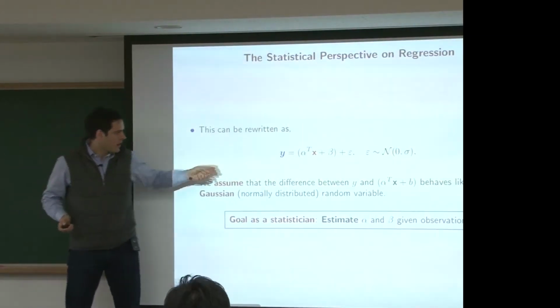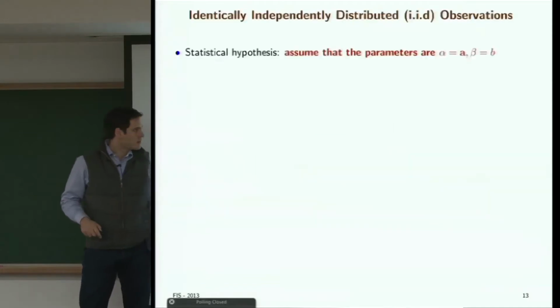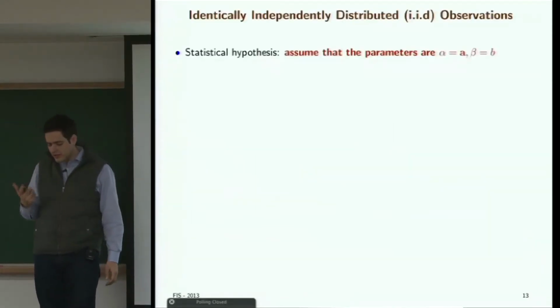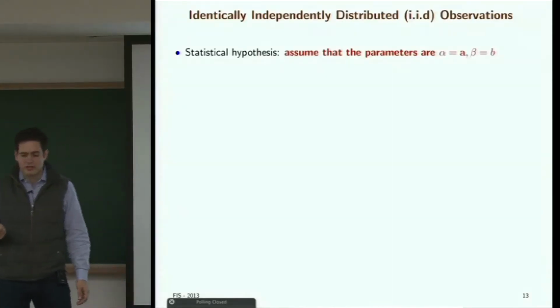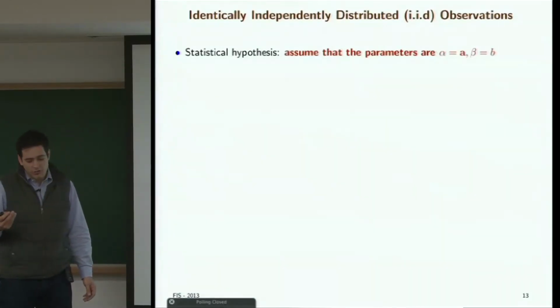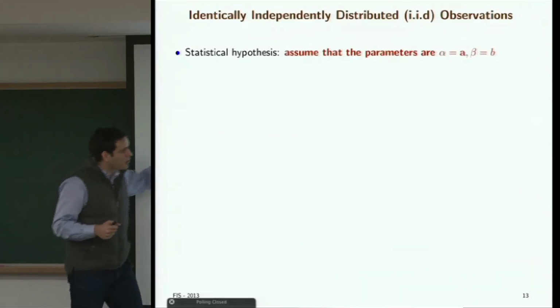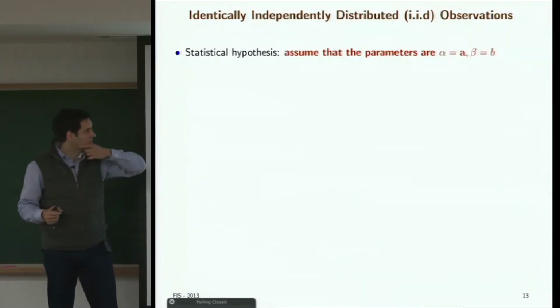So now that you think this, let's estimate alpha and beta. What is a technique which is used throughout statistics to estimate parameters? Well, it's called maximum likelihood estimation. So let me just walk you through those steps.